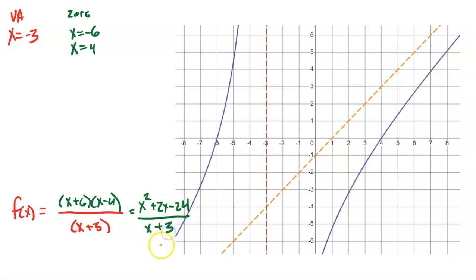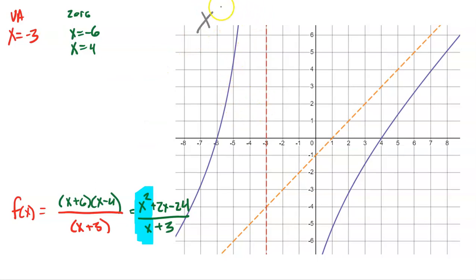Now let's make sure we check that end behavior because we want to make sure that end behavior rules apply. So if I divide my leading terms, I get x. That is linear. That means I have a slant asymptote. And the overall rational function takes on the end behavior of that linear function, which in this case is just x.